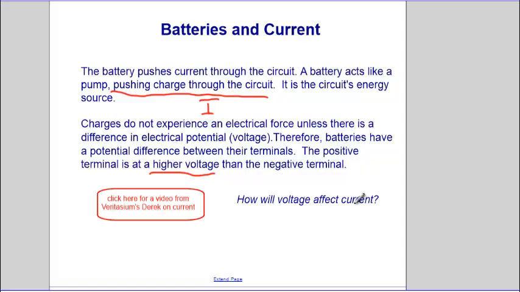How will voltage affect current? If we increase the voltage, you will increase the current. So one battery will cause a trickle of charge. Two batteries will cause a moderate flow of charge. Three batteries, when you put them in series, in line, will cause a great flow of charge. Again, check out the video yourself.